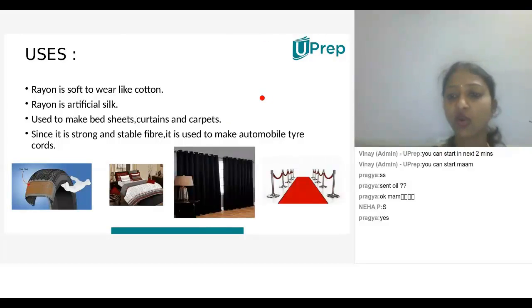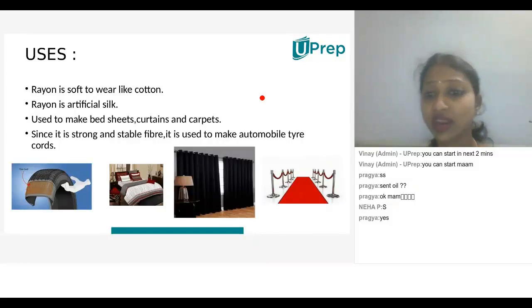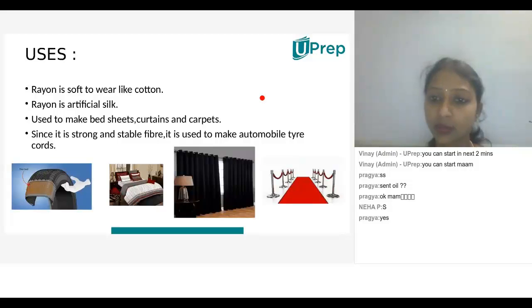Have you seen that cotton bed sheets are not that attractive, especially when you want to decorate your interior in a proper, eye-stunning way? Definitely we'll go with the shiny thing. Why? Because rayon is exactly like silk. Silk texture is very lustrous. Am I right? Shiny, very lustrous. So definitely rayon is used to make curtains.